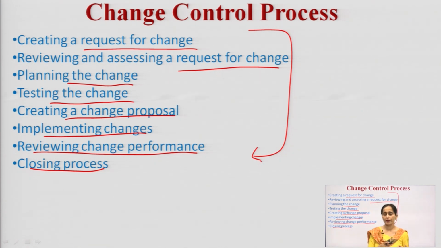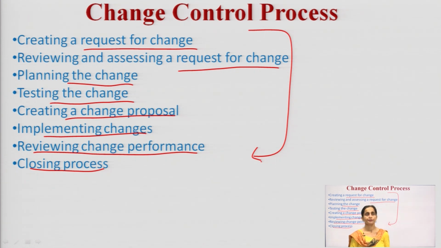This should not take place in a random manner, it should happen in an organized way. So, once my change request comes, the request for change should be reviewed by somebody, and assessed by somebody, whether this change is feasible or not. Then if it is feasible and approved, we should move on towards planning this change.